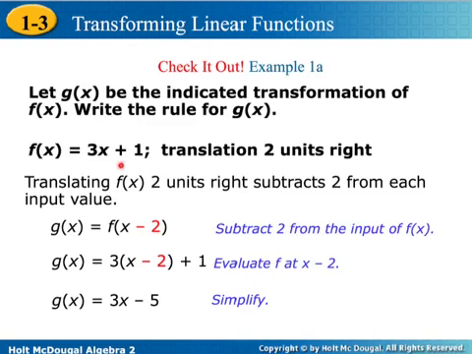Alright, so if we have this function f of x equals 3x plus 1, we want to translate it 2 units right. Well then, instead of f of x, we're going to have f of x minus 2. That's going to be equal to your new function, g of x, a translated function. So g of x equals 3 times x minus 2 plus 1. Instead of 3 times x plus 1, we now have 3 times the quantity of x minus 2 plus 1. And then we simplify and get our new function, 3x minus 5.